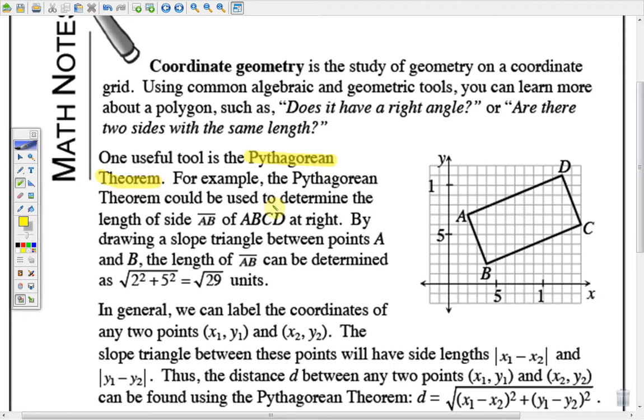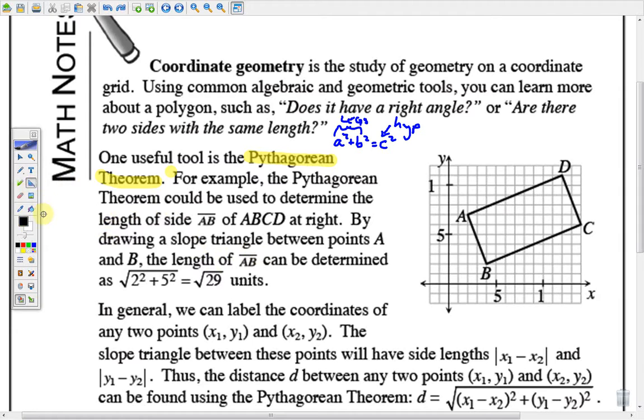Remember that the Pythagorean theorem states that a squared plus b squared equals c squared, where c is your hypotenuse of the right triangle and a and b are legs of the right triangle. So, for example, the Pythagorean theorem could be used to determine the length of side AB of quadrilateral ABCD at the right by drawing a slope triangle between points A and B.